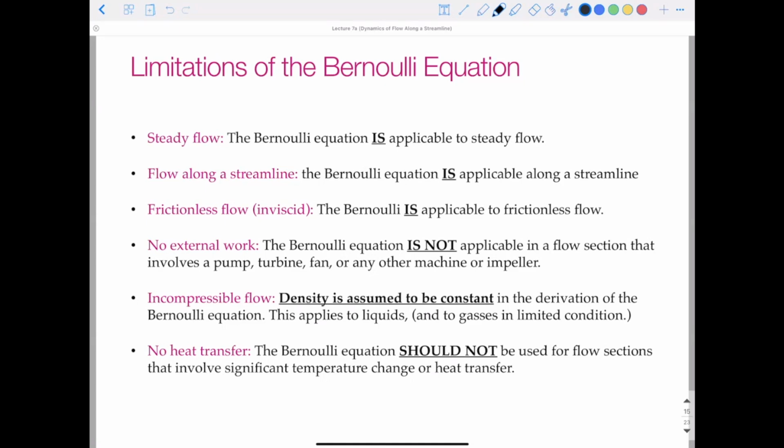Likewise, we can't account for losses. We also can't account for external work being done to the flow. So it's not applicable for any flow sections that involve a pump, a turbine, a fan, a heat exchanger, something that is putting energy into or taking energy out of the flow.